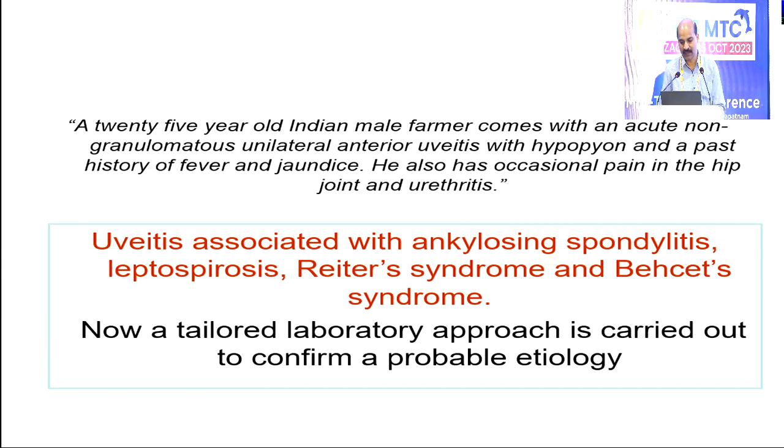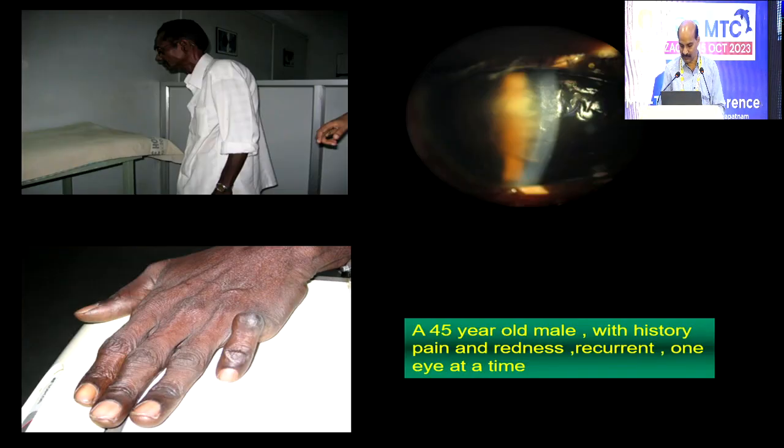So with this example, what we can think of is ankylosing spondylitis, the patient has back pain. Leptospirosis, the patient is a farmer. Reiter syndrome, he has urethritis. And Behcet's, he has oral ulceration. So all these conditions cause non-granulomatous anterior uveitis. So we need to know what all conditions cause non-granulomatous, what all cause granulomatous.